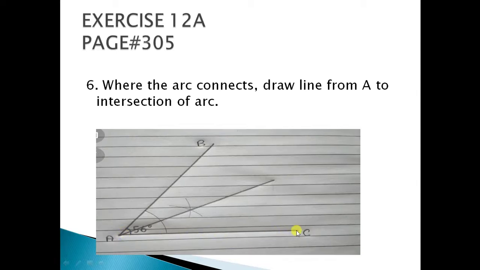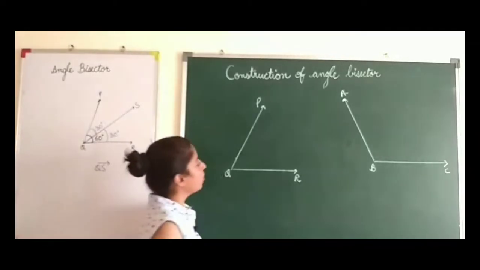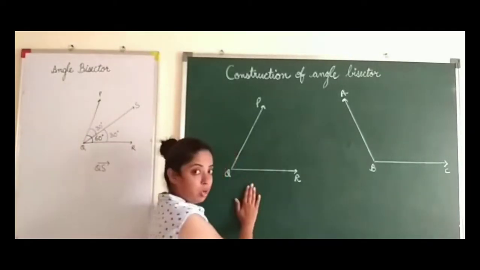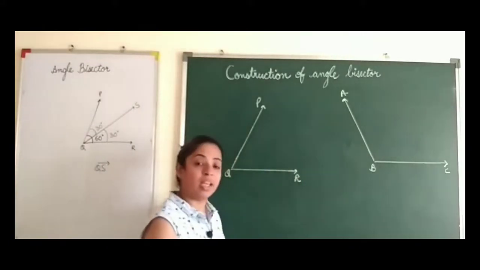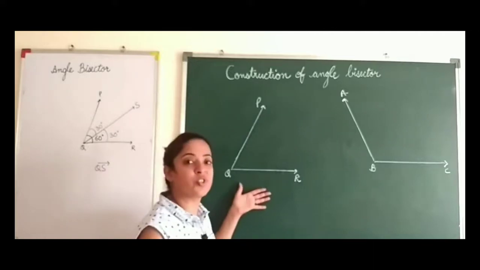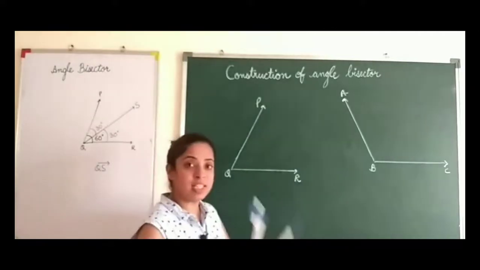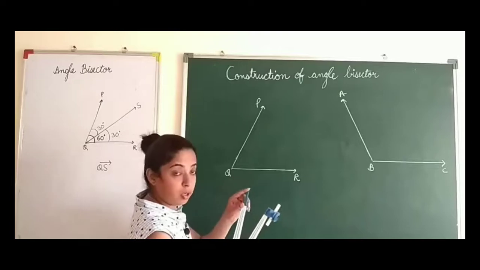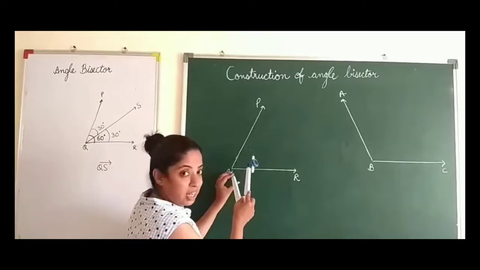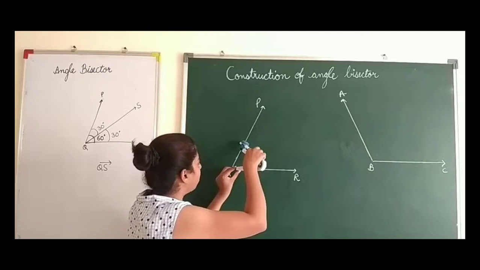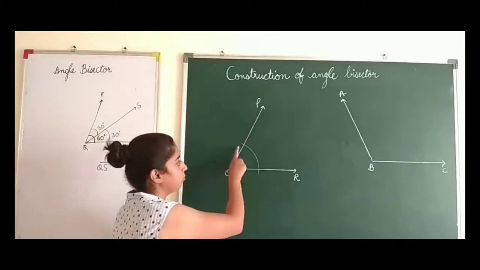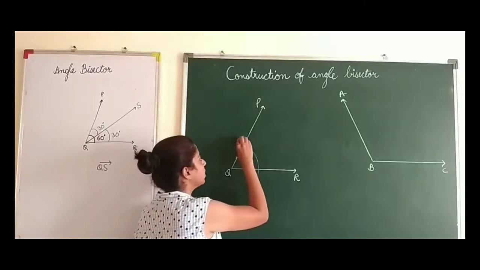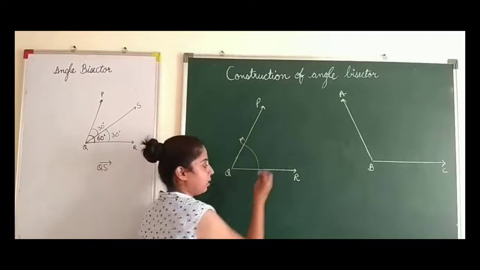Now see the practical work of this question. Now see here, I have drawn two angles: angle PQR, which is an acute angle, and angle ABC, which is an obtuse angle. Now, let me tell you how to construct the angle bisector. For this, take your compass and keep the point of your compass on the vertex of the angle that you want to divide. Then draw an arc such that it cuts both arms at two different points. You can name these points M and N.